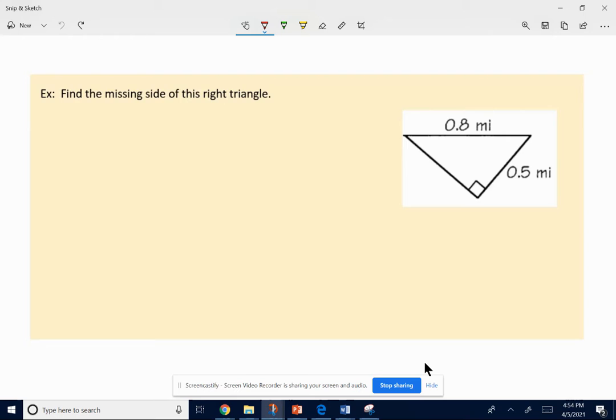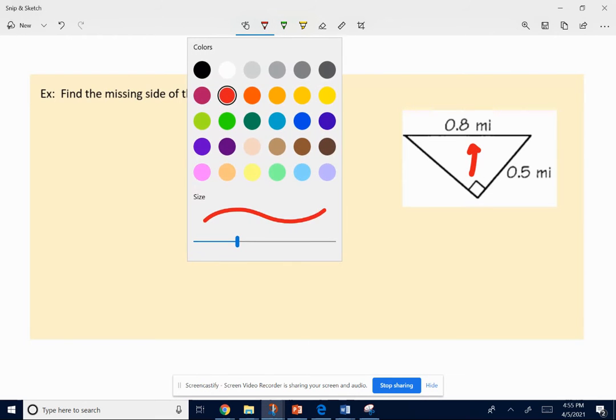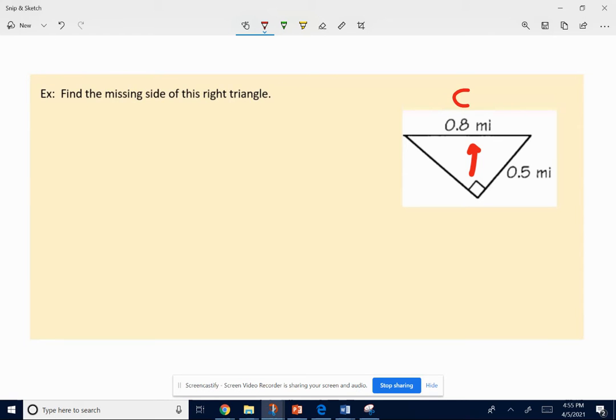Here's a right triangle, and I want to find the missing side length. First thing I'm going to do is label A, B, and C. But please label C first. C has to be across from the right angle. For whatever reason, if kids don't label C right away, a lot of times they get A, B, and C mixed up. The other two sides are A and B, and it doesn't matter which is which. I'm just going to label the missing side A and 0.5 as B.